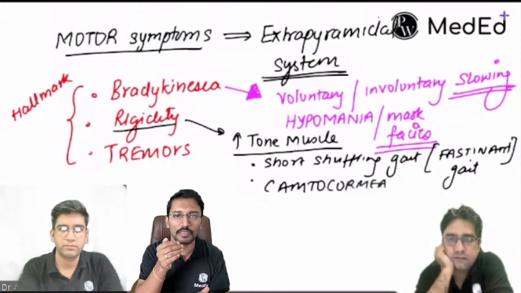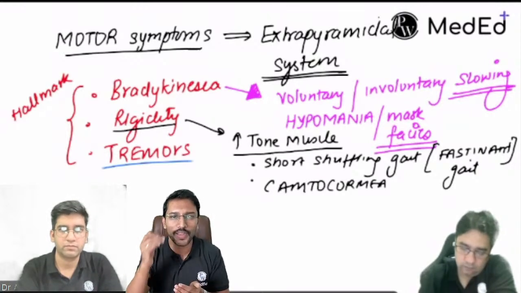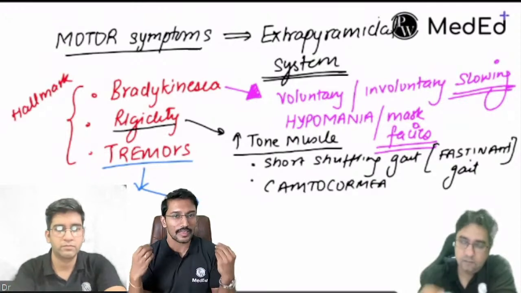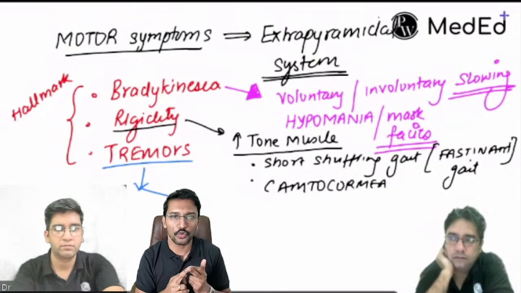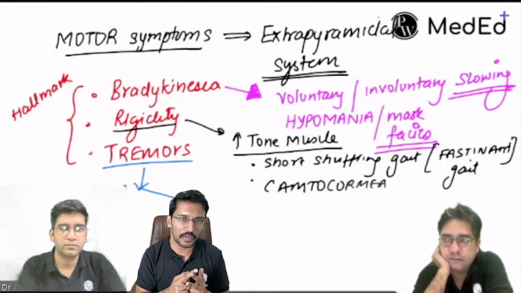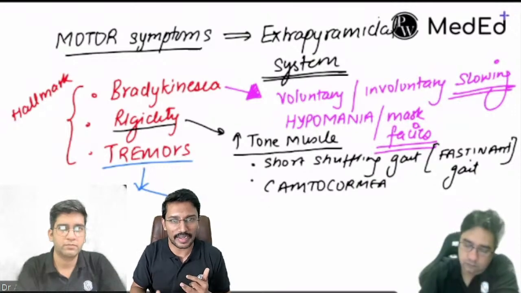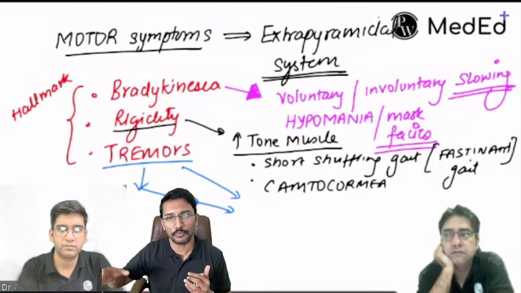Now coming to the third symptom, tremors. Whenever we describe tremors, there are some templates to use. Number one, whether the tremor is affecting the proximal group of muscles or distal group of muscles. Number two, whether the tremor is bilaterally symmetrical or asymmetrical. Number three, whether the tremor is present at rest or it is on movement or it is because of particular posture.